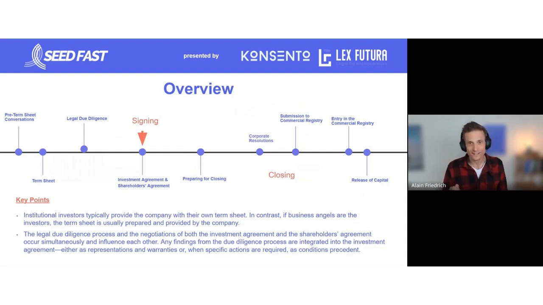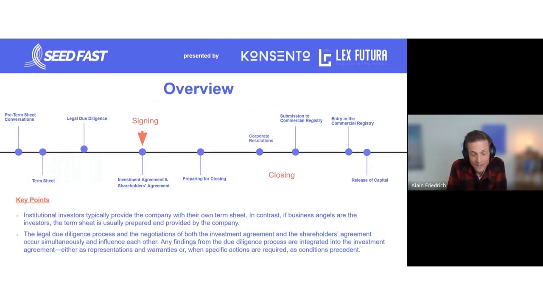We have only one slide today, but it encompasses all the different steps, and I'm going to talk about them in a quite high-level review. But it's important to understand that a financing round is not a simple one-step process. It involves very different actors and very many different steps.